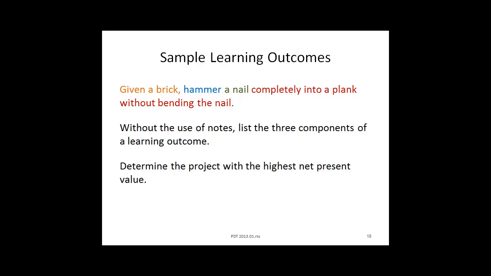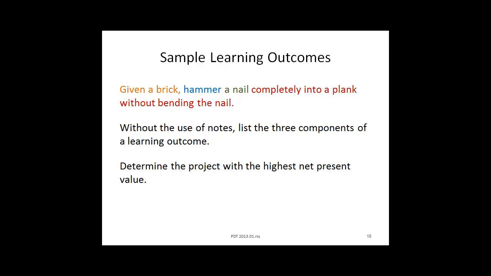Given a brick is the condition. Hammer, the Bloom's verb, the blue, is part of the performance to hammer a nail. And the criteria is completely into a plank without bending the nail. In other words, that's the go, no-go.